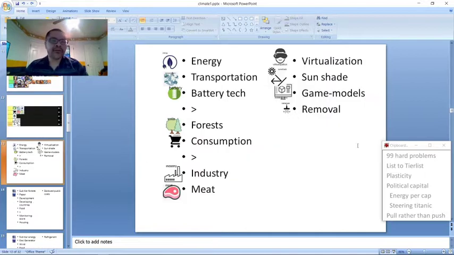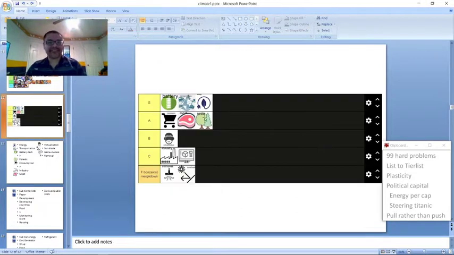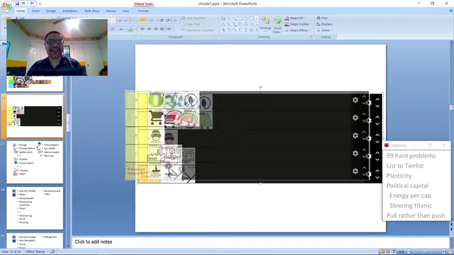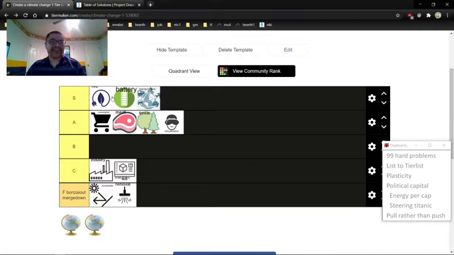So for the root of the tree, we have energy, transportation, battery tech. That's on the S tier. It seems that energy is the main thing to focus on, and battery tech helps a lot with it. And transportation is also a thing to focus on.